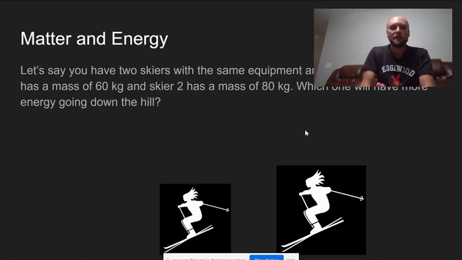And then your final question at the end goes back to that concept of matter and energy. So let's go back to our two skiers. Let's say you have two skiers with the same equipment and starting point. Skier 1 has a mass of 60 kilograms and skier 2 has a mass of 80 kilograms. Which one is going to have more energy going down the hill? Now, I said who's going to have the most energy. I told you before that speed and energy are not the same thing. So make sure that you revisit that and then write this down so that we can review this as a class the next time that I see you.